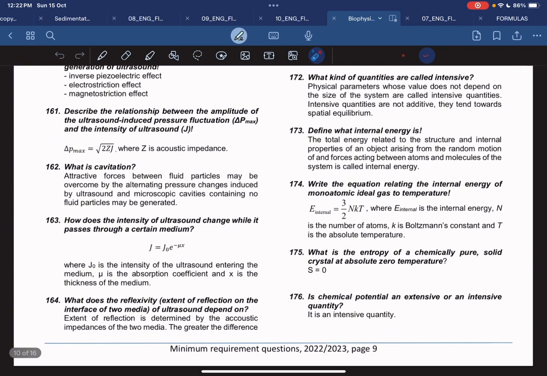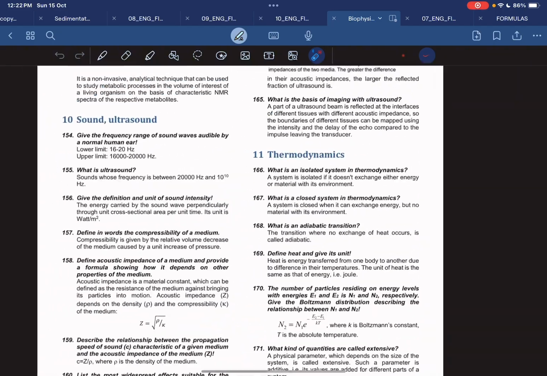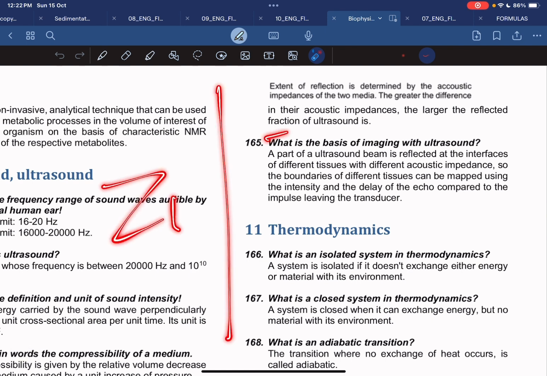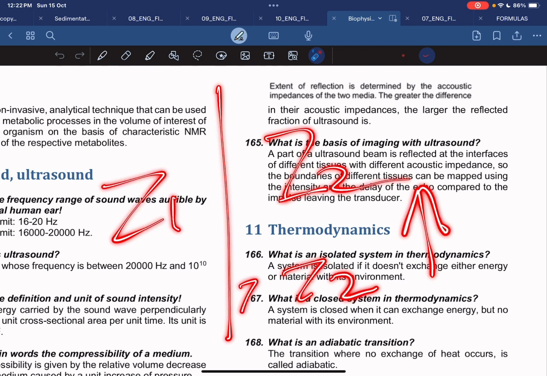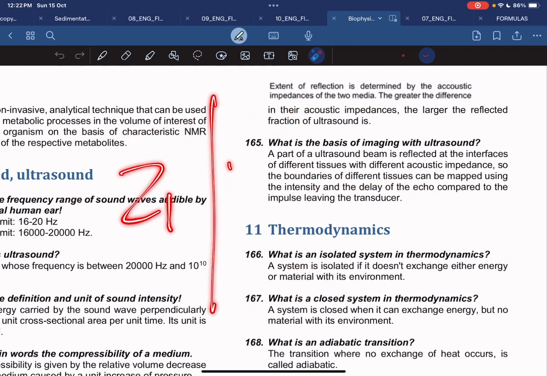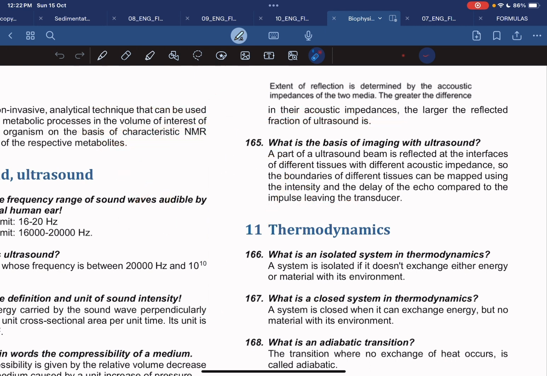Okay, what is reflexivity? The extent of reflection is determined by the acoustic impedance of the two media. The greater the difference in the acoustic impedance, the larger the reflection. As I said, guys, two surfaces Z1, Z2. If Z2 is way greater than Z1, then the ultrasound won't even bother going into this medium. It's just going to reflect back. But if they're almost similar to each other, then it'll pass through, or absorb some and reflect some. Understand?